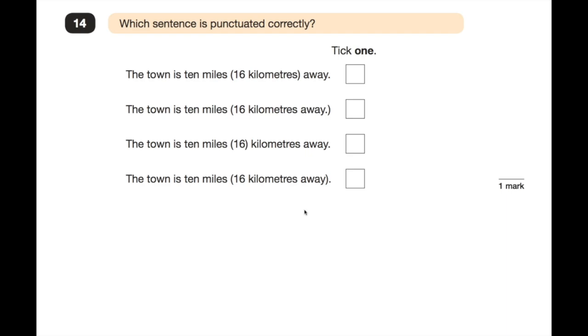Number 14 is asking you to look at the brackets and see which one has been used correctly. Using brackets adds a bit of extra information. So the town is 10 miles, 16 kilometers away. The extra bit of information is telling us that 10 miles is actually 16 kilometers. So 16 kilometers is the extra bit of information. You didn't need to add that. The town is 10 miles away would have been fine. But because they've added in an extra bit of information for the reader, that's going to have the brackets around it. So 16 kilometers will have brackets around it. So the answer will be the first one.